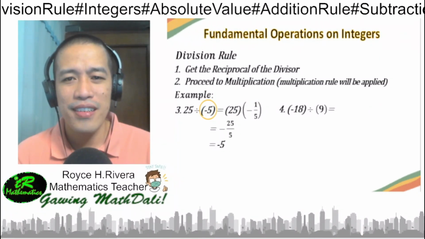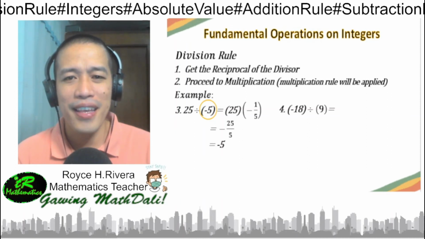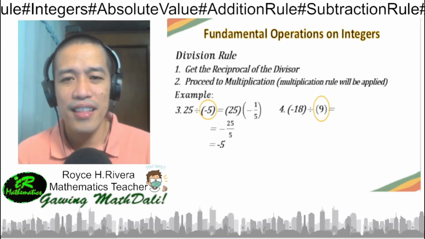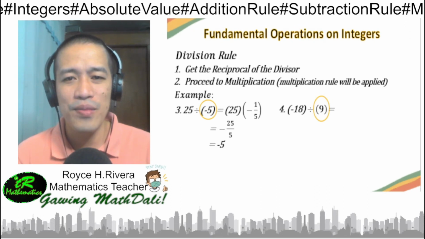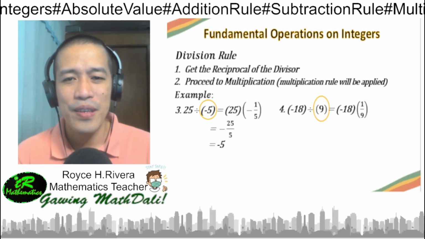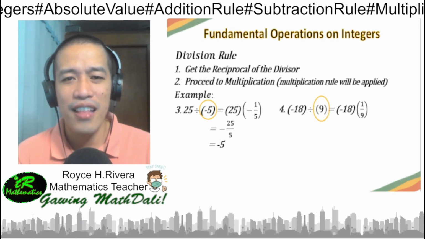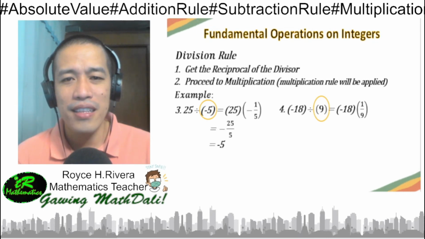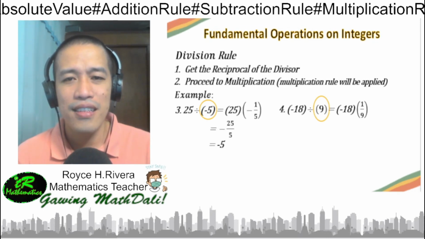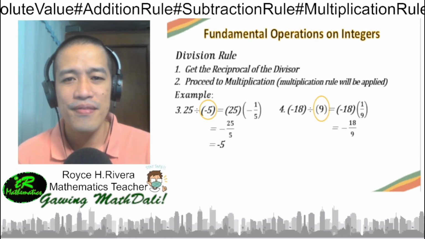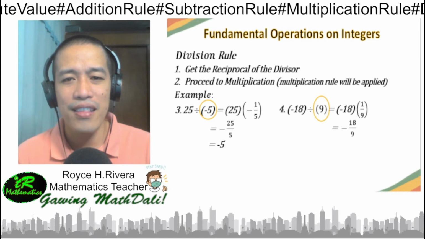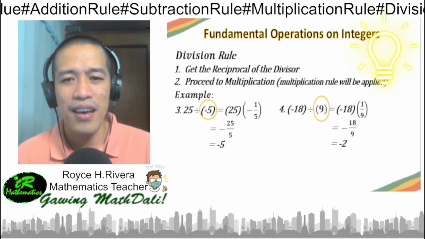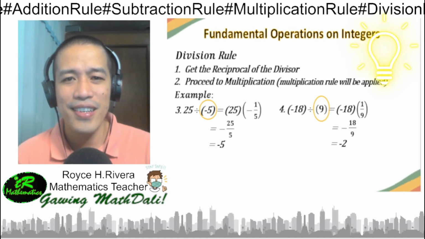Example number 4. Negative 18 divided by 9. 9 is the divisor. We get its reciprocal, then we proceed to multiplication. We have negative 18 times 1 over 9. We are now multiplying numbers of unlike signs. The product is negative. We will have negative 18 over 9. Simplifying that, we have negative 2 as the answer.